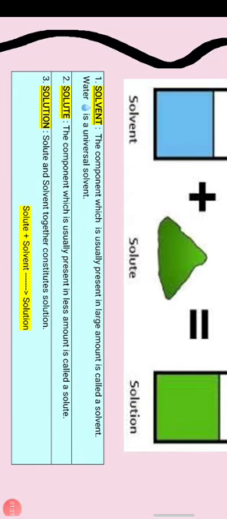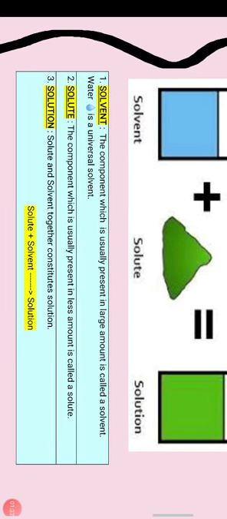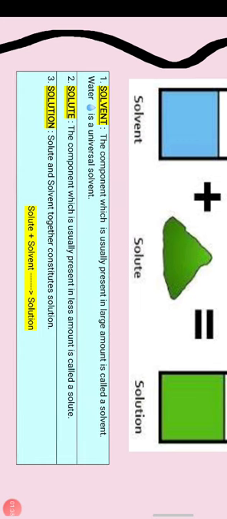Here is the definition. Solvent, the component which is usually present in large amount, is called a solvent, and water is a universal solvent. But make sure the solvent is not always present in more amount. Usually it is present in large amount. I can give you one example of alcohol. In alcohol there is more amount of alcohol and less amount of water. Still water is considered as a solvent. That means water is present in less amount but still it is considered as a solvent.